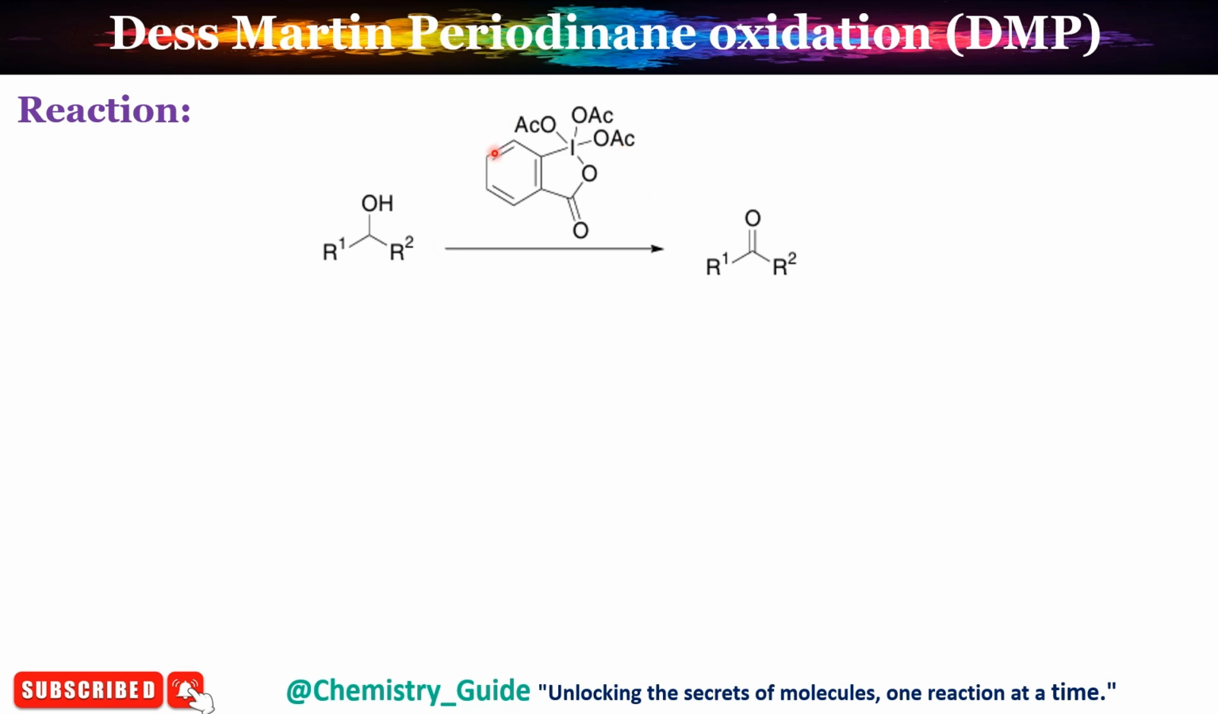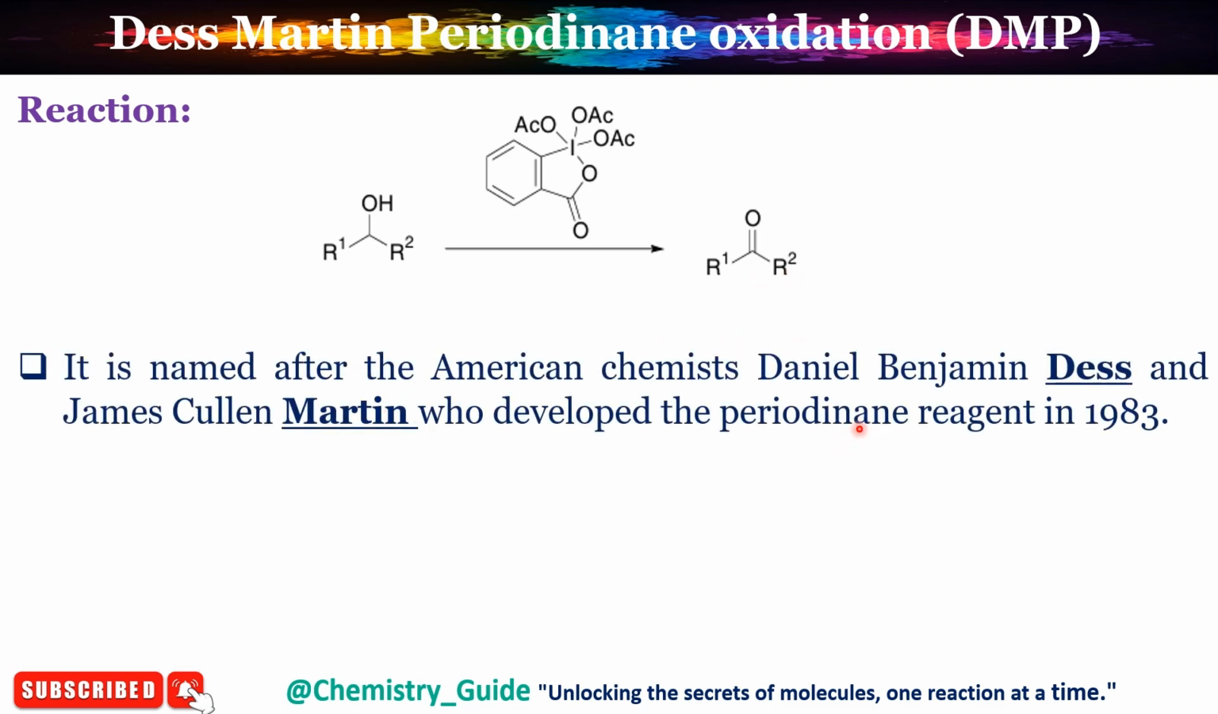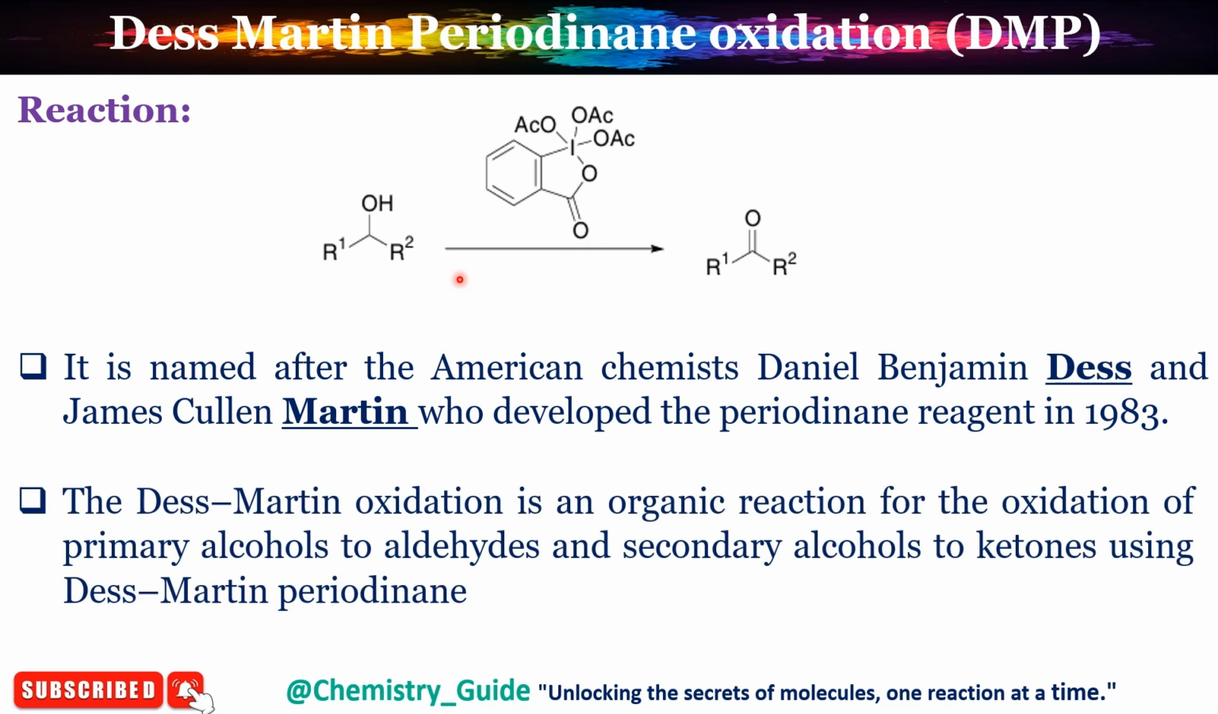The reaction involves the reaction of this Dess-Martin periodinane with an alcohol to give the ketone or aldehyde. Since in this starting material we are using a secondary alcohol, we will get the ketone as a product. It was discovered by Daniel Benjamin Dess and James Cullen Martin in 1983, so it is known as Dess-Martin periodinane oxidation. It is used to convert primary alcohol to aldehyde and secondary alcohol to ketone.